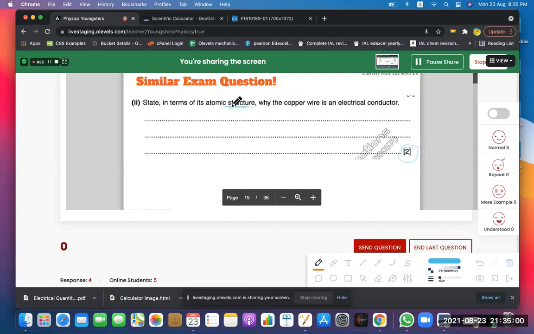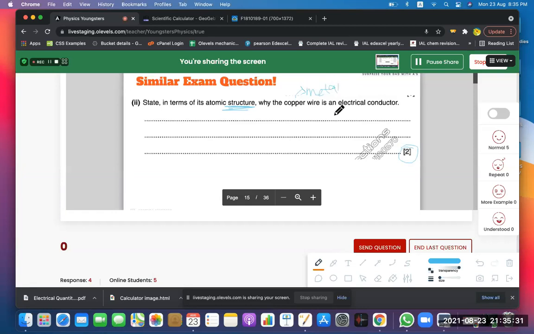Ma'am, I didn't understand this question. It's saying why the copper wire is an electrical conductor. Look, what is copper? Copper is a metal, right? Copper is a metal. So why is a metal an electrical conductor? Why is copper an electrical conductor?